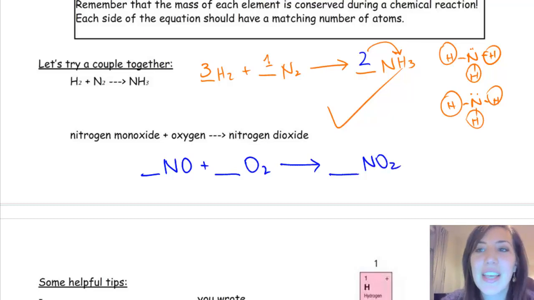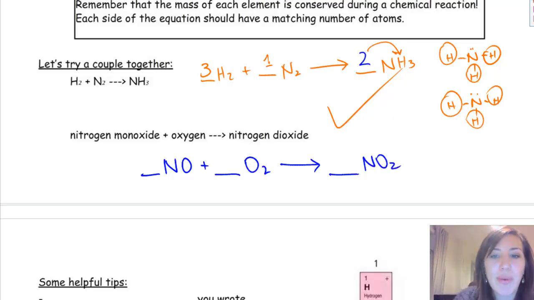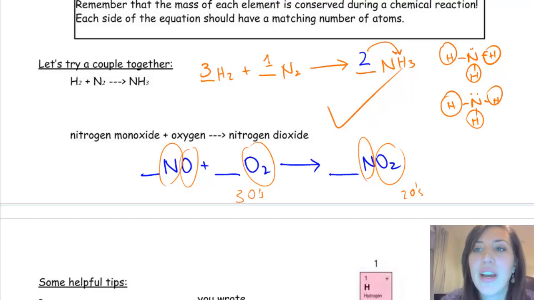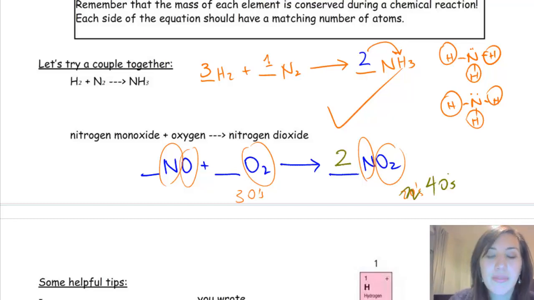So when we look at this, is it balanced? Well, we have 1 N on the left and 1 N on the right. Wonderful. But now we have 1, 2, 3 O's, and on the left we only have 2 O's. So what are we going to do? Well, we could put, say, a 2 here, and now we have 4 O's, but now we have 2 N's on the right. So the N's are no longer balanced. So we need to make maybe 2 N's over here.